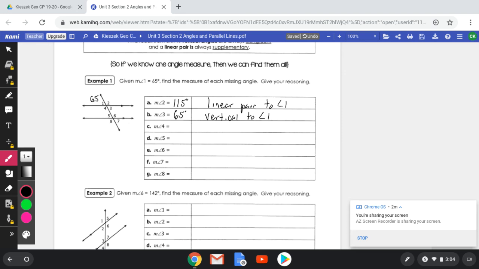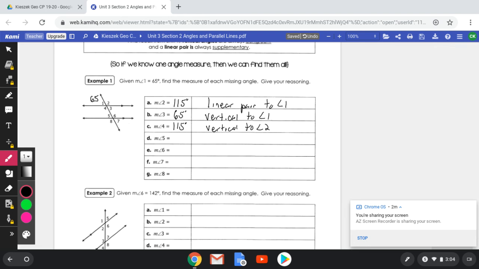Likewise, we could have said angles 2 and 3 are a linear pair. Different reasoning, but it still will reveal the same answer. We could say angle 4 is vertical to angle 2. So therefore, that has to be 115. Or we could have said 1 and 4 are linear pairs, 4 and 3 are linear pairs, but again, it would yield the same answer.